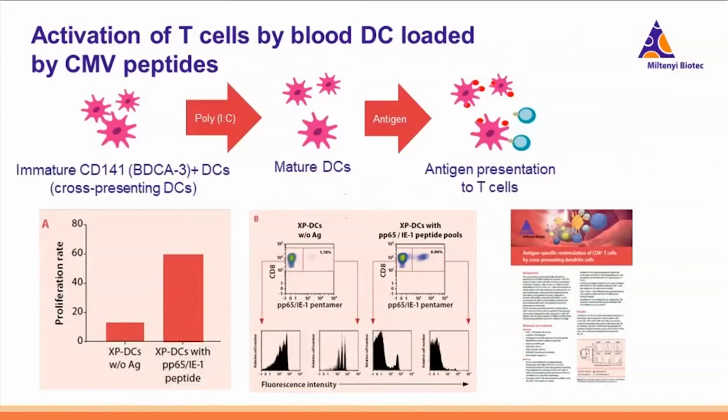So we have data available showing T cell proliferation after activation by blood DC loaded with CMV peptides, which you observe here on the graph shown on the left. Just note that XPDC written on the graph refers to cross-presenting DC, and we are happy to share these data with you in case of interest.